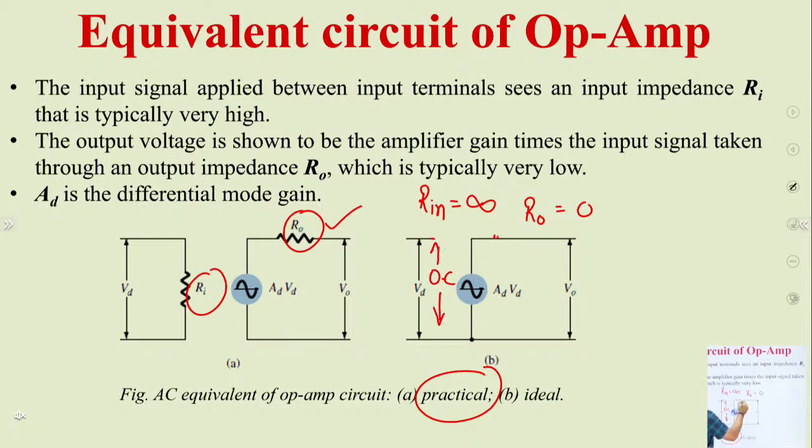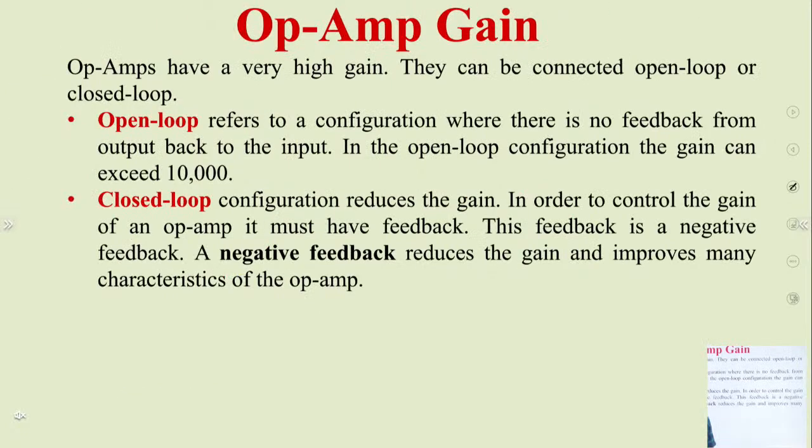And here we can see that this is nothing but short circuit. And the output can be represented as AD multiplied by VD. Later on we will see what AD is. AD basically is the differential gain of the op-amp. So the op-amp has a very high gain, of the order of 10 to the power 6.